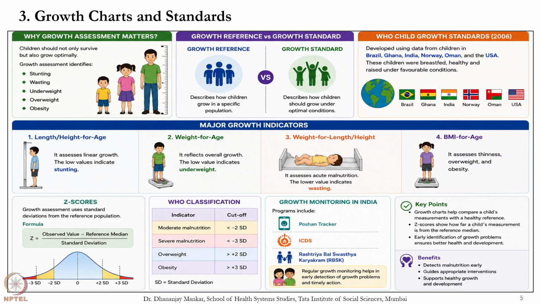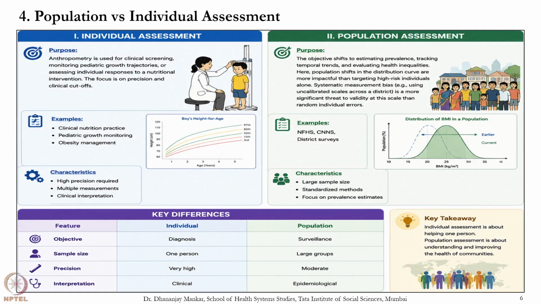Now, the growth chart helps compare a child's measurement with a healthy reference, whereas the Z scores show how far a child's measurement is from the reference median. Early identification of growth problems ensures better health and development. So understand how growth charts and standards benefit: they detect early malnutrition, guide appropriate interventions, and support healthy growth and development of children.